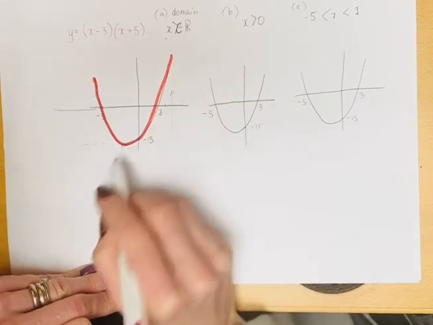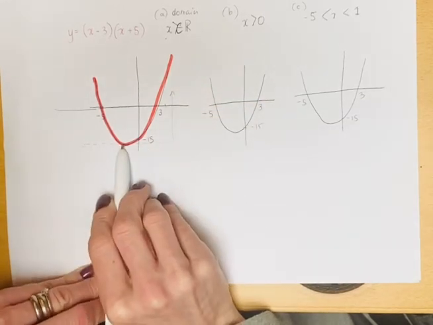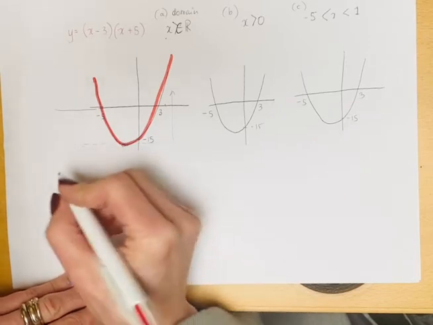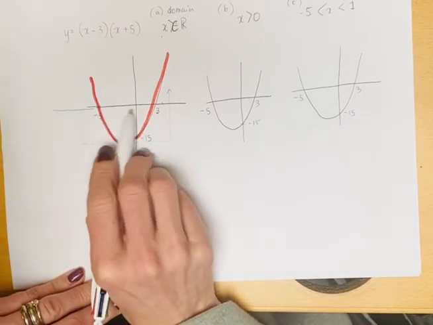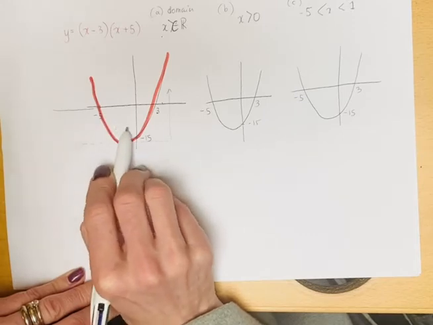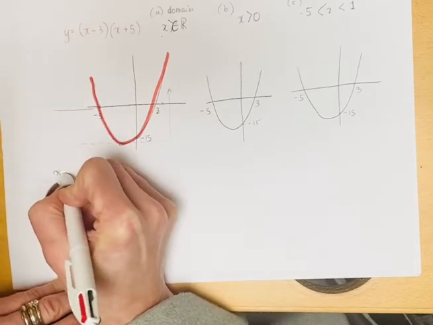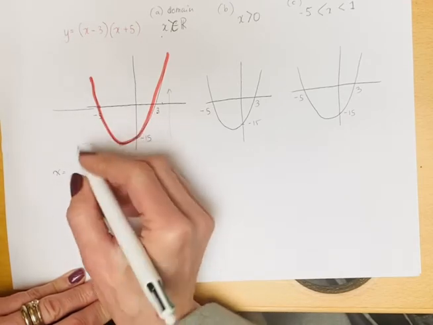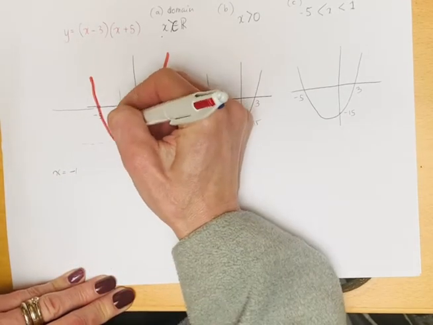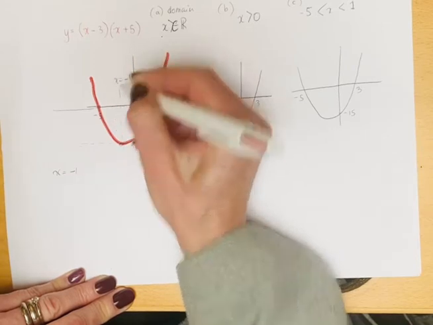So we need to find the minimum point of that graph. So one way of finding is to complete the square. Another way of finding the minimum point is finding the value of x for when it happens. So this time I'll go for that. So x is going to be the middle between -5 and 3, which is -1. So this is the line x equals -1.